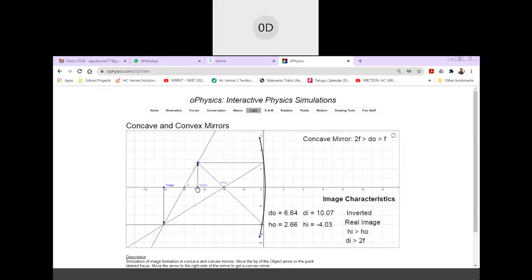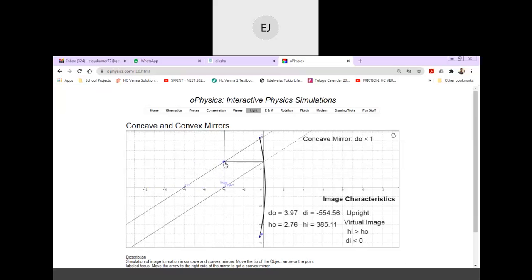Okay. So now this third experiment is over. Now fourth experiment I am doing. I am keeping the object at focus. The image is formed somewhere at infinity. Here it is given no image. Actually in this simulation we cannot see, but the image is formed at infinity, somewhere very far away from the mirror.